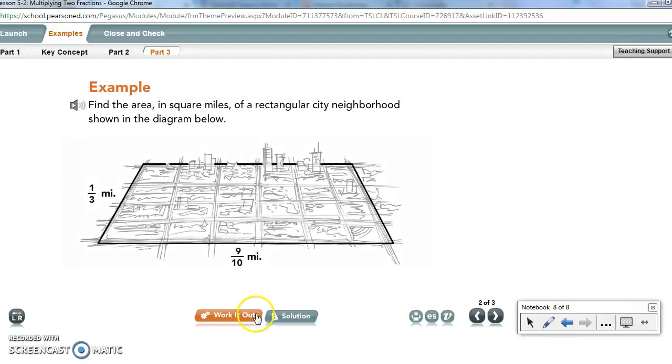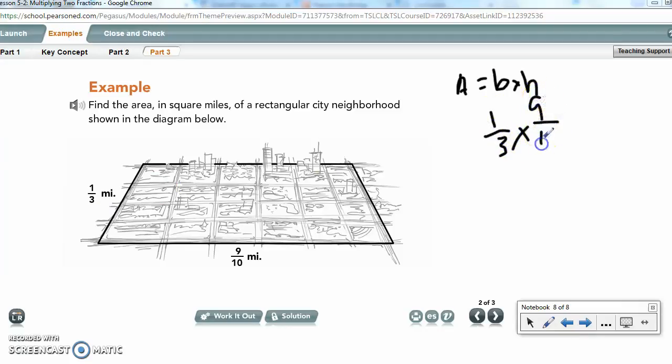So to find an area, we know the formula for area is base times height or length times width. So if I use 1/3 and I multiply by 9/10, I can solve this by multiplying straight across. Okay, so I have 9 times 1, which is 9, and then 10 times 3, which is 30.